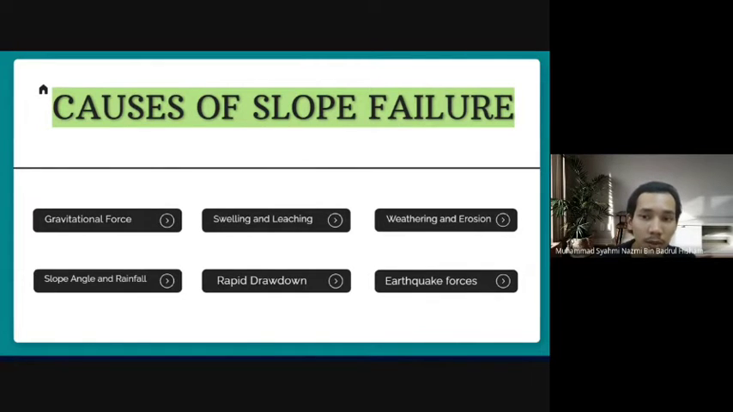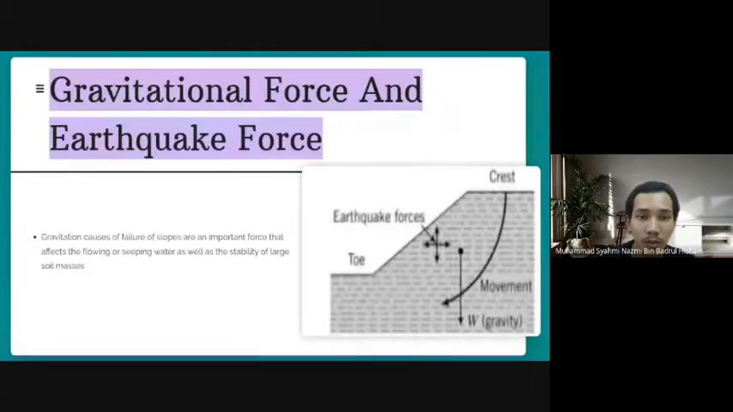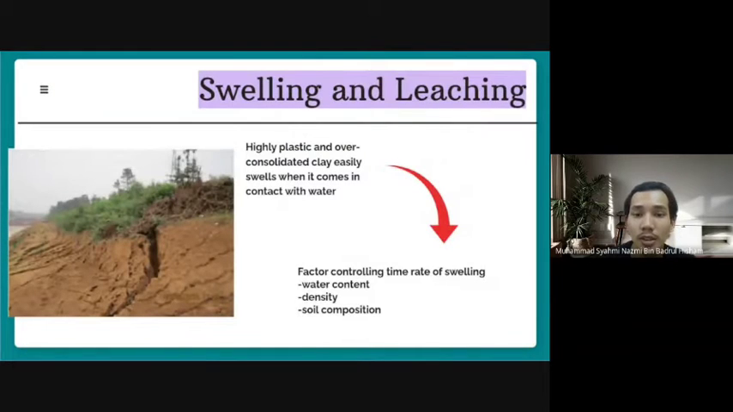Slope failure can occur by many factors such as gravitational force, swelling and leaching, weathering and erosion, slope angle and rainfall, rapid drawdown, and earthquake force. What is gravitational force and earthquake force? Gravitational force is an important force that affects the flowing or seeping water as well as stability of large soil mass. Next is swelling and leaching.